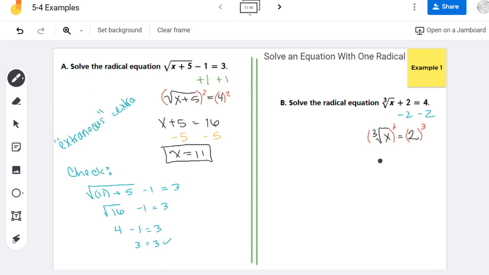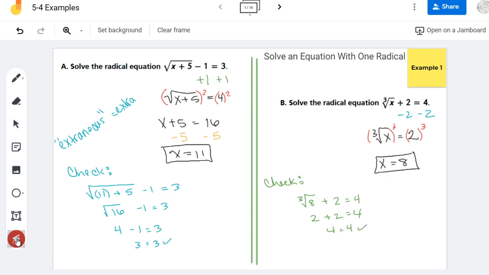Here on the left, this turns into just an x. And on the right, I get 2 cubed, which is 8. Again, we need to check ourselves so we don't wreck ourselves. I'm taking that 8 and plugging it into the function. The cube root of 8 is 2, and 2 plus 2 does equal 4, so we are good to go.